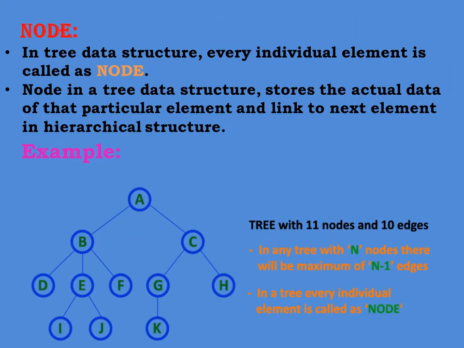Node. In a tree data structure, every individual element is called as node. Node in tree data structure stores the actual data of that particular element and linked to next element in a hierarchical structure. Here in this below example, we can see we have 11 nodes.